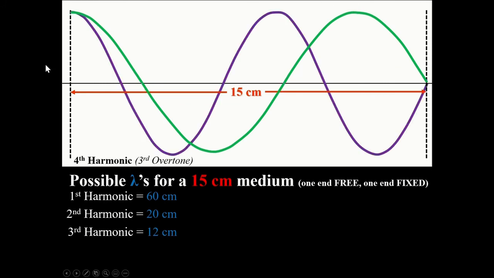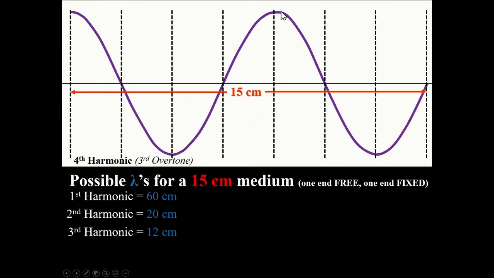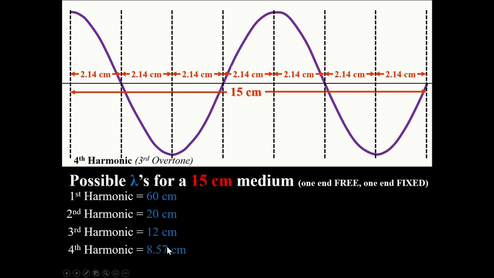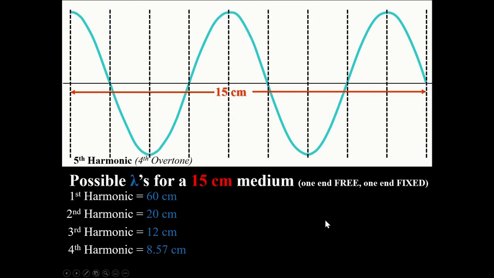So instead of 5 quarters, the next one's going to be 7 quarters. 1, 2, 3, 4, 5, 6, 7 quarters. 15 divided by 7 is 2.14. 2.14 times 4 is that. Okay, instead of 7 quarters, we could fit 9 quarters in there.